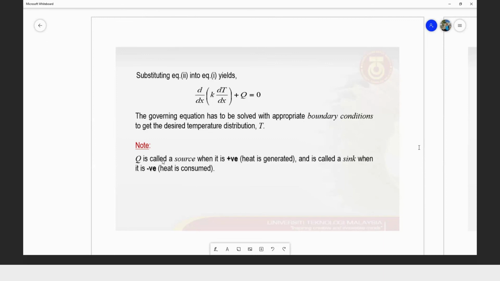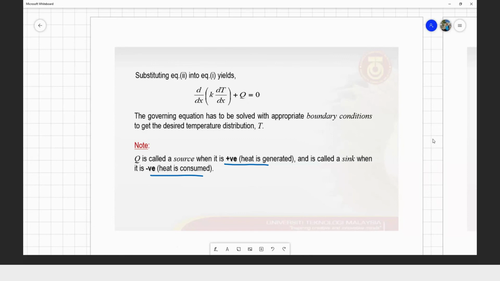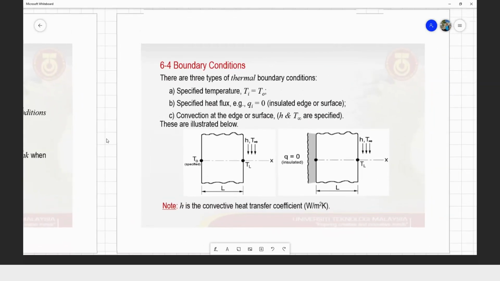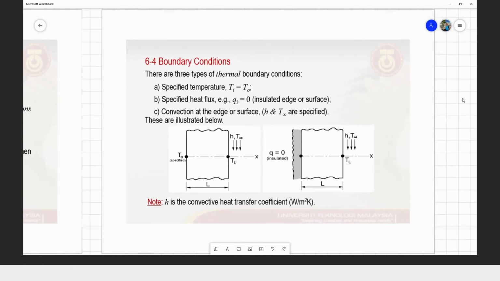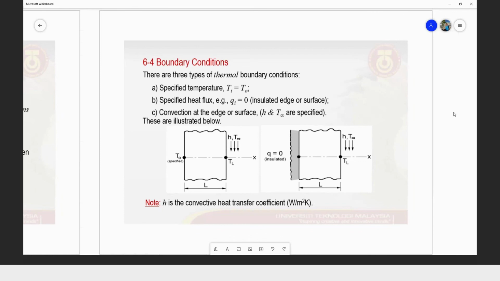So the Q is called a source when it is positive. Heat is generated. So kalau Q positive, that means heat is generated. And when the sign for the Q is negative, heat is consumed by the system. So this is just to recall back your knowledge on thermodynamics and also heat transfer. I think your group, pure mechanical, I think you took thermodynamics and heat transfer course, right? Something like that.